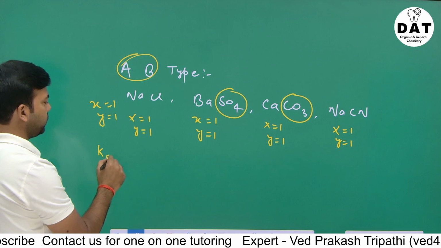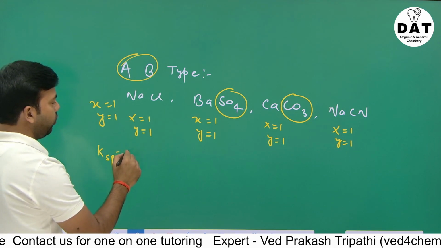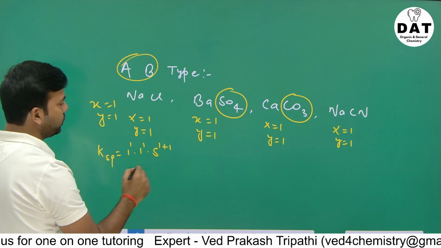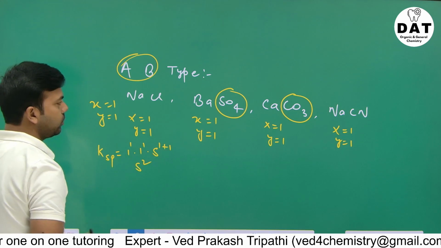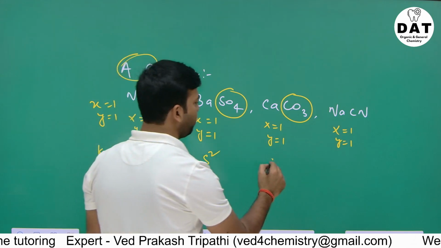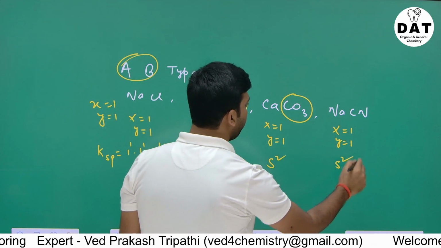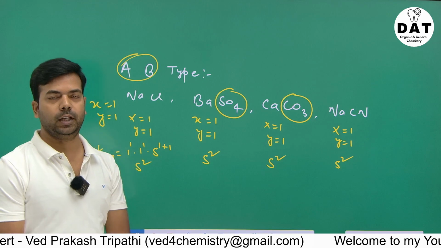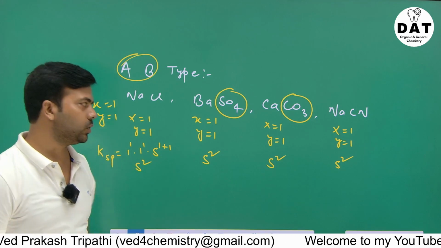So for the first case, KSP will be what? 1 to the power 1, 1 to the power 1 and s to the power 1 plus 1, which is overall s2. Here as well same, here as well same, here as well same. Why? Because they are all the same type of salt, AB. In the AB case, x is 1, y is also 1.